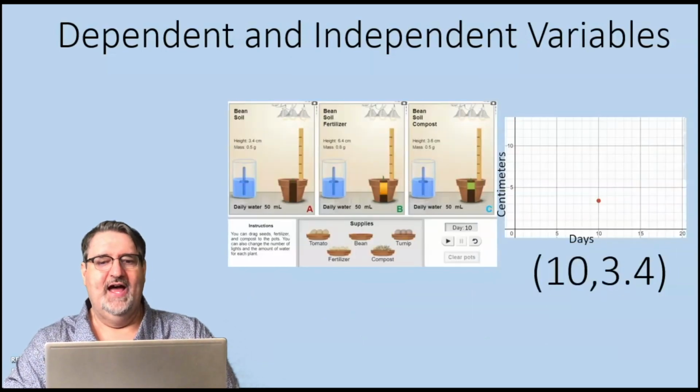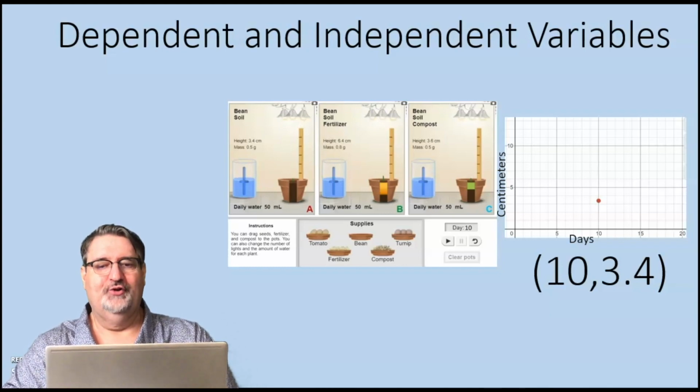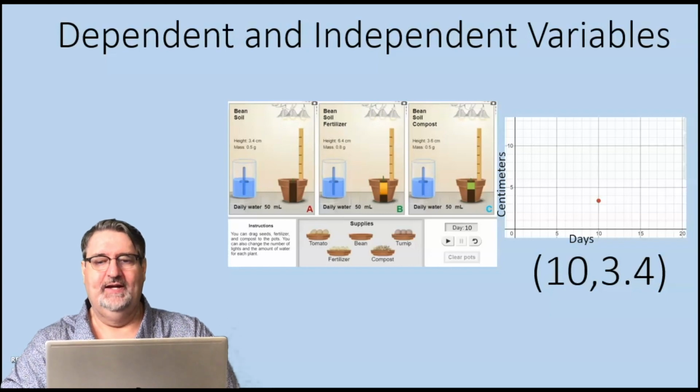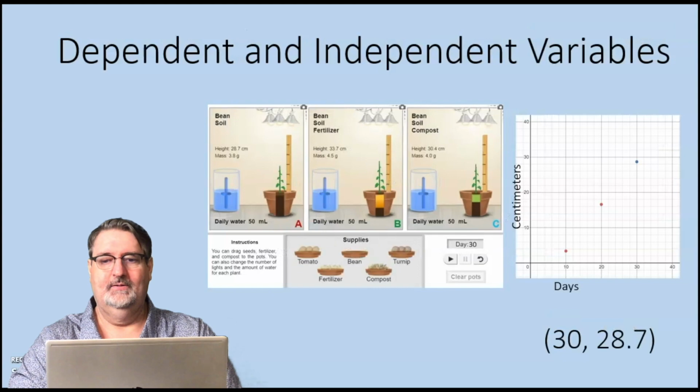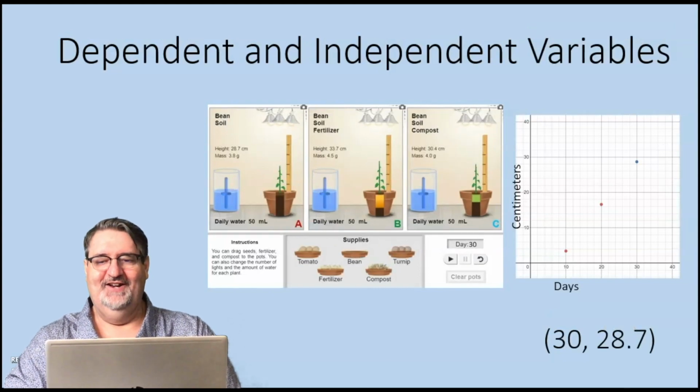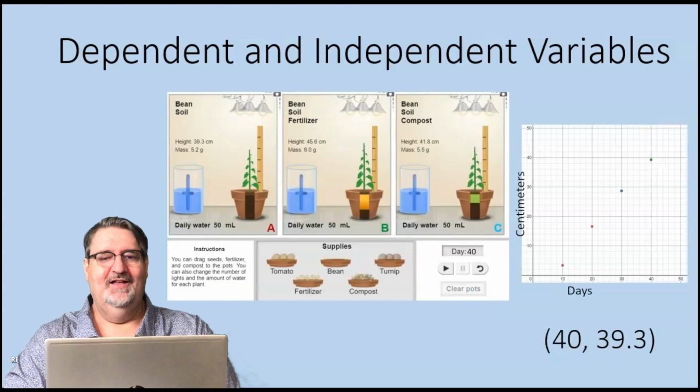In this one, we have a plant that's growing, and it's a bean, and we are measuring it every 10 days. And we can see here on this graph that after 10 days, it has grown 3.4 centimeters. When we got to the 20th day, we measured it, and it is now at 16.6 centimeters. 10 days later, it's now 30 days that this plant has grown, about 1 month, and it's at 28.7 centimeters. And finally, we get to 40 days, and it's grown 39.3 centimeters.